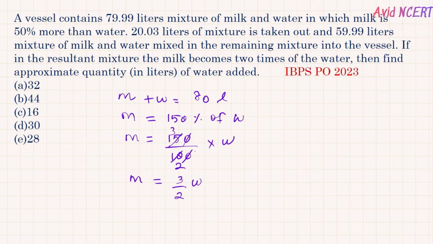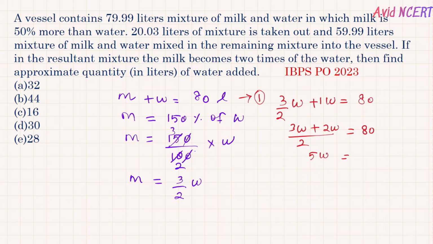So substituting this value in the first equation, milk is 3 by 2 of W plus water as it is equals 80. Simplifying, 3 by 2 W plus 1 W, taking the LCM, so 3W plus 2W equals 80. So 5W equals, 2 goes to this side, 160. So W equals 160 divided by 5. So 5 times 3 is 15, 5 times 2 is 10. So water in this mixture is equal to 32 liters.